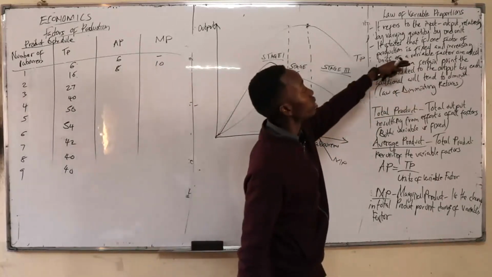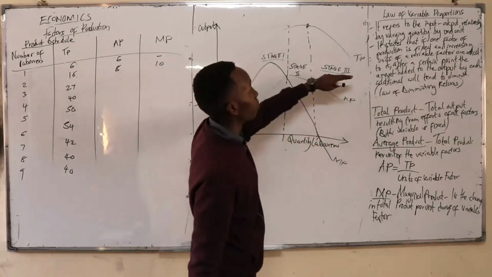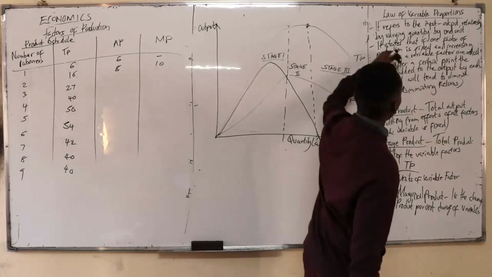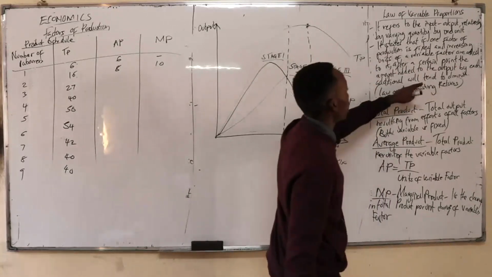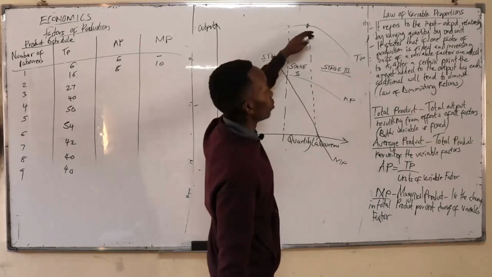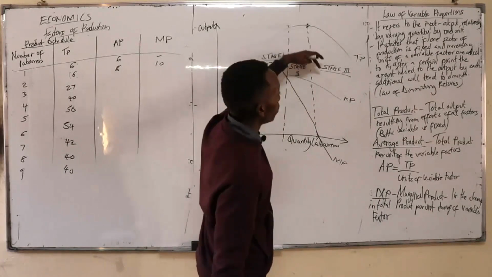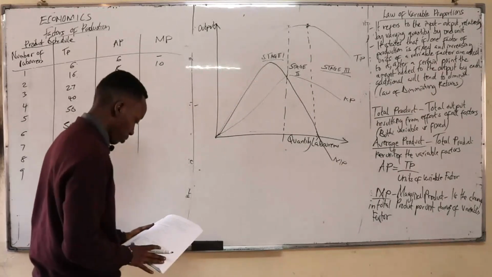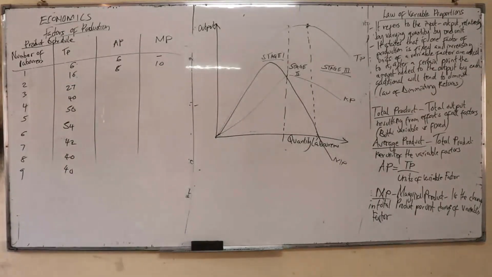As more units are added, after a certain point, the amount added to the output by each additional unit will tend to diminish. The law of diminishing returns. That is the whole concept behind the short run production.